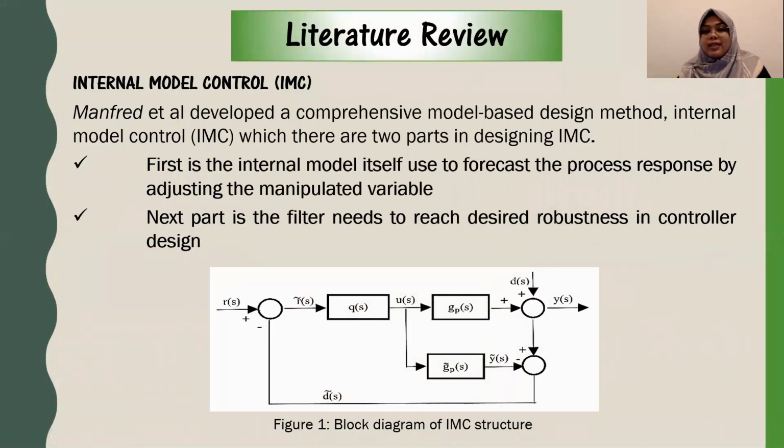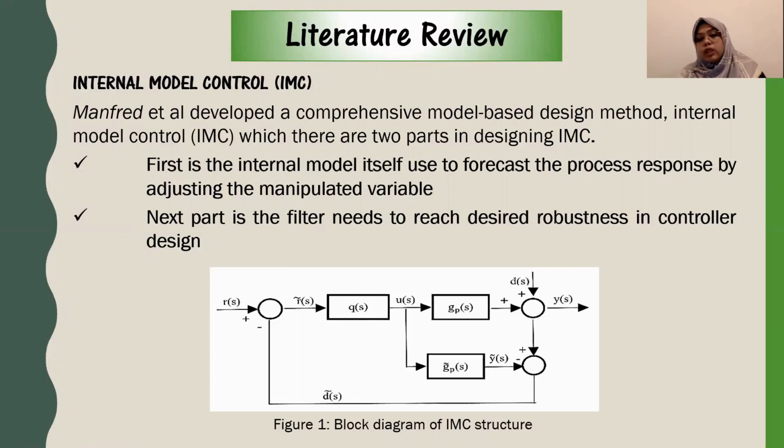Next is the literature review. Let me explain briefly about internal model control. Internal model control was developed by Manfred, and there are two parts in designing IMC. First is the internal model itself, which helps to focus the process response by adjusting the manipulated variable. If you can see in Figure 1, the internal model itself is the one that has the process model G prime PS below. So that is the internal model.